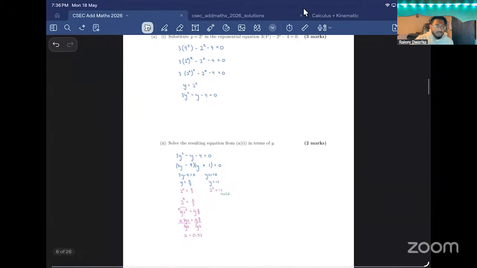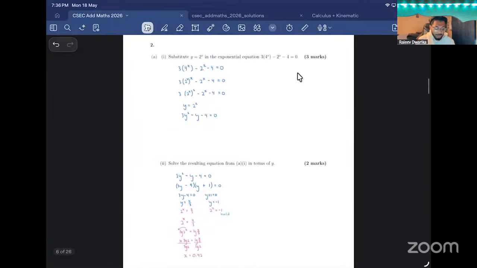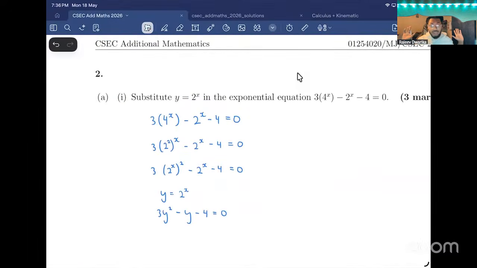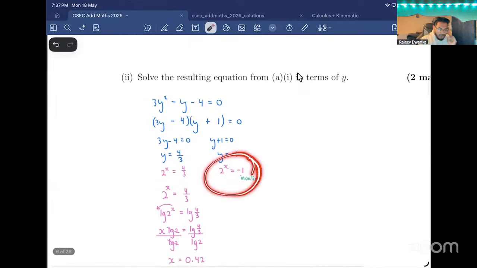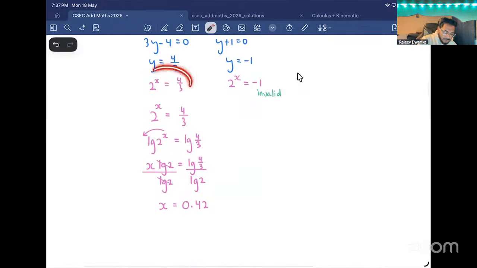That's a lot of working for 3 marks. But let me run that back again. In the first part, they just want you to substitute, that's all. They didn't tell you to solve it, so this is all they wanted. In the next part, they tell you to solve it, so this is where you factorize and find different values for y. You recall that y was equal to 2 to the x. You see that the negative solution is invalid, and for the other solution, you apply logs on both sides, bring down the x using the power rule, and solve for x.